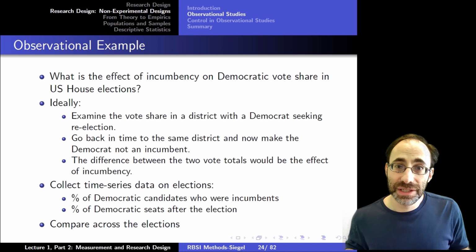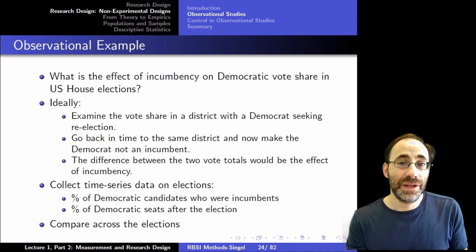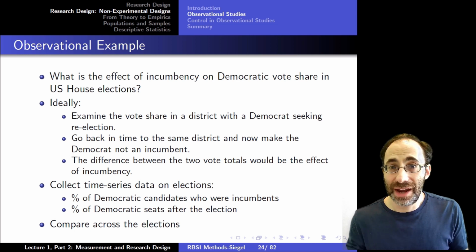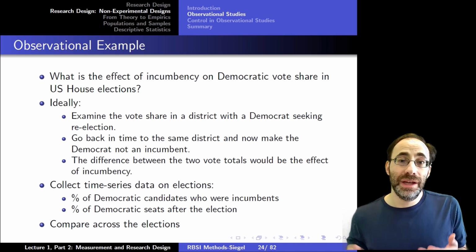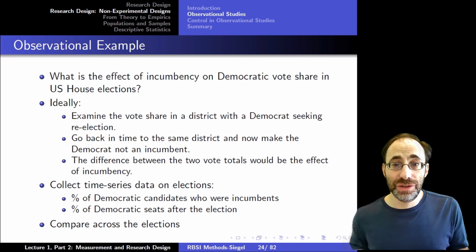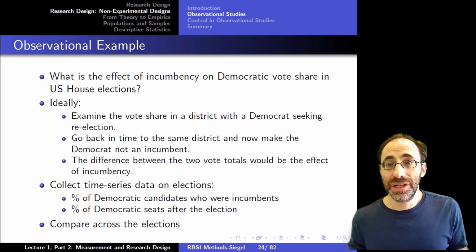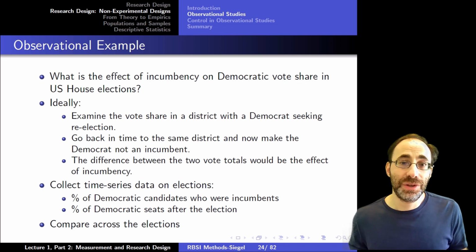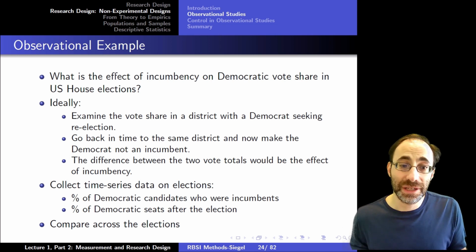Okay, so the ideal way to answer that research question would be experimental. So you have districts that have certain properties, and you look at them when there's a Democratic candidate who is not the incumbent, and that's like a control group. Then do the same exact thing and have that Democratic candidate now be an incumbent. If that were possible, then you'd have two identical districts in all ways, in which one had an incumbent and one didn't. And if you did that across multiple districts, you could have a population of different districts that were the same in all cases, except for the treatment of incumbency.